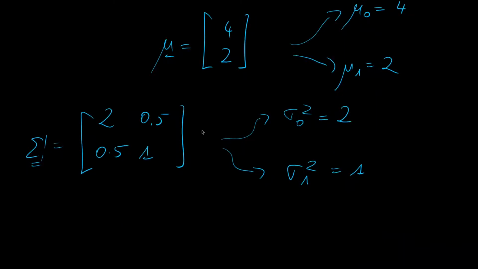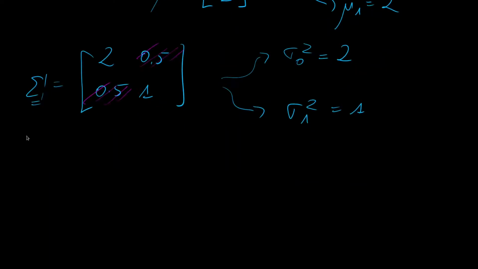And really important, these are no longer relevant here. So the covariances are integrated out, so they're not relevant for the marginal distribution. Let's now continue with the conditional distribution.